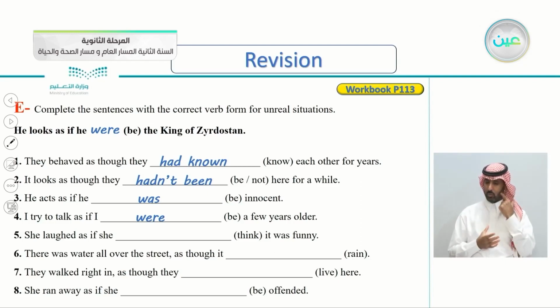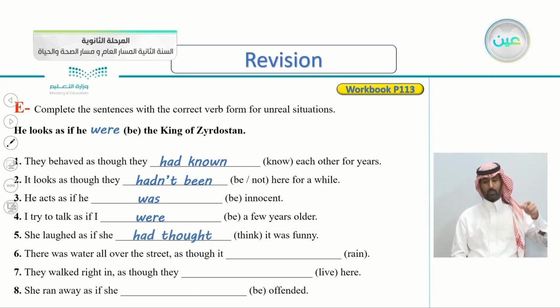Number 5, she laughed as if she think it was funny. She laughed as if she, and the verb think. So let's see the correct answer here. As if she had thought it was funny. Number 6, there was water all over the street, as though it, and the verb rain. So as though it, yes, had rained.